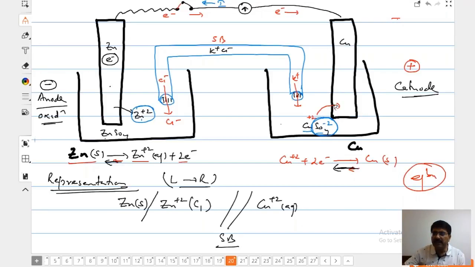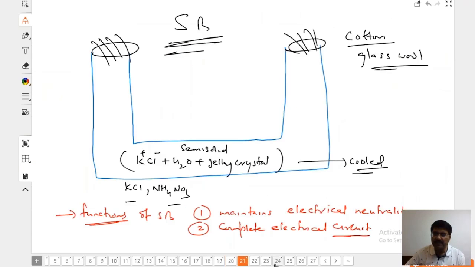Correct? After that, it will be what? It will be copper solid and it will be again indicated by this. What does this indicate? The phase change. What is phase? Solid to liquid, solid to gas, and so on. This is going to be the representation of the cell. Again, anode, cathode. Electron flows from this to this. Conventional current flows from this to this. What does this indicate? Salt bridge. What is the function of salt bridge? It completes the electrical circuit and maintains electrical neutrality.